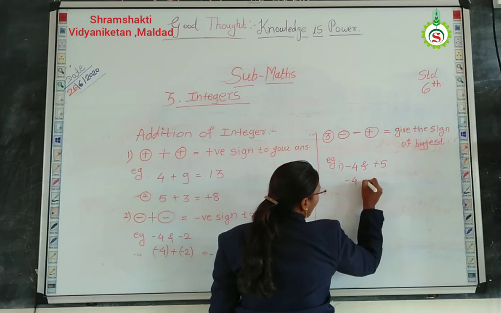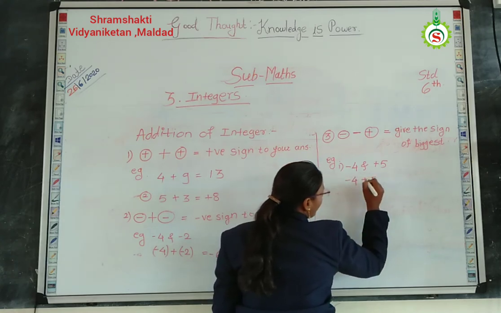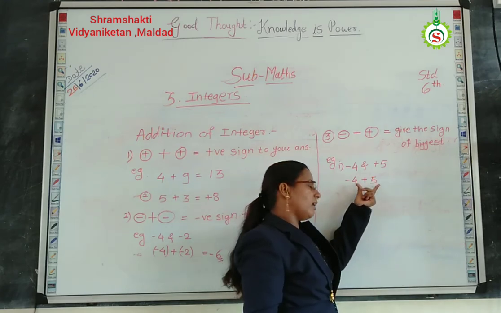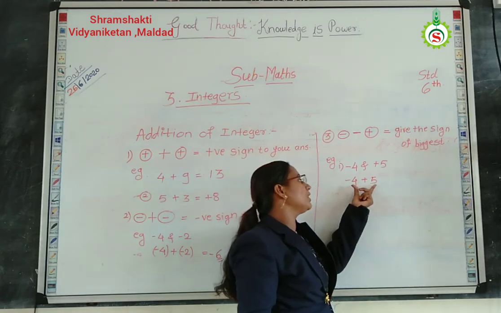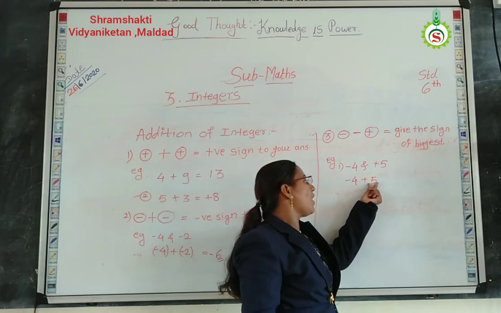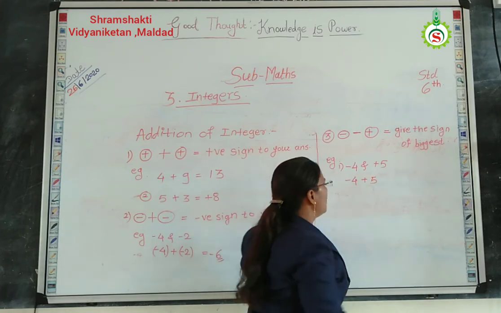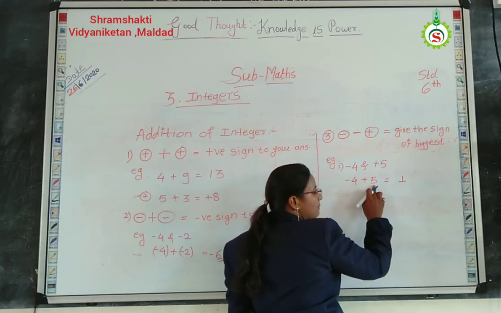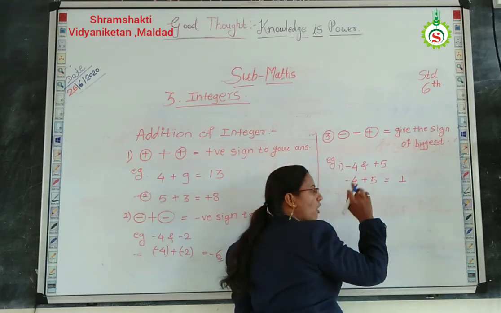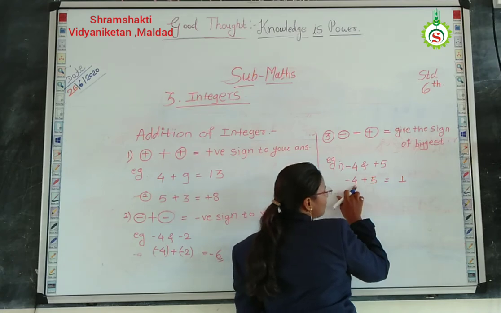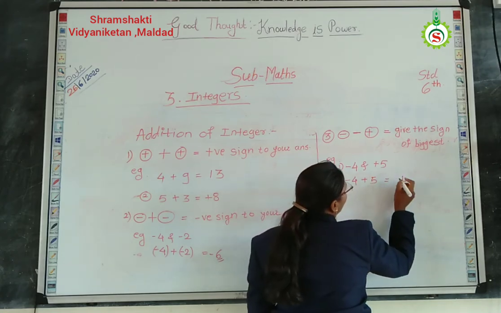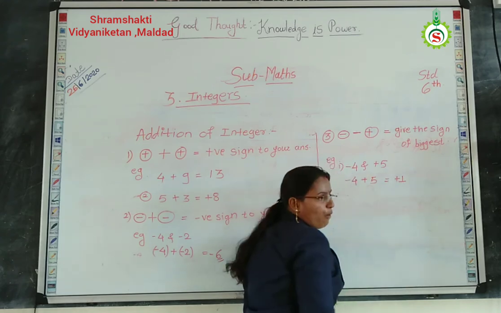Means -4 and +5. Simply carry out subtraction between these two integers. Means 5 minus 4, how much? It is 1. Means subtract the small number from the bigger number. 5 minus 4 is 1, and the sign of the bigger number is positive. That's why our answer is positive.